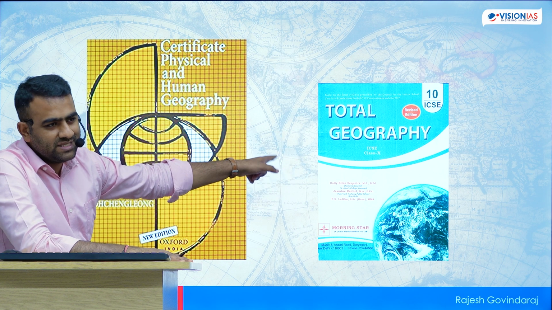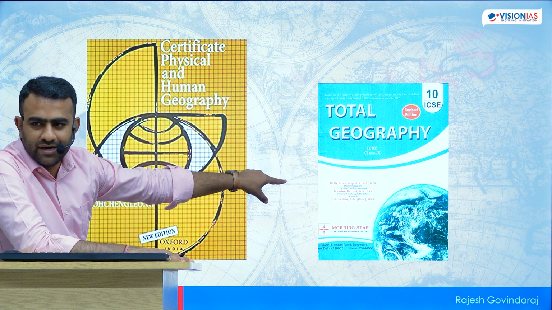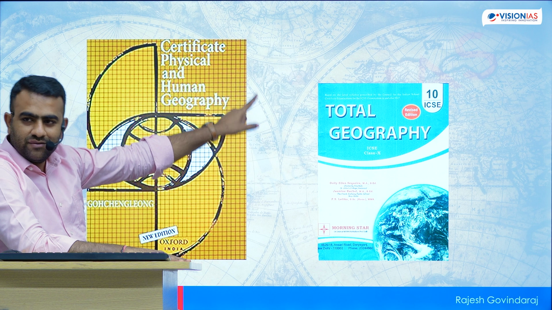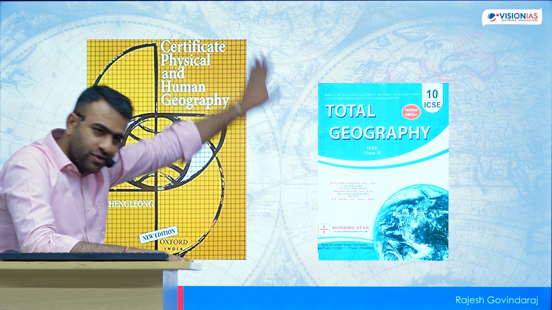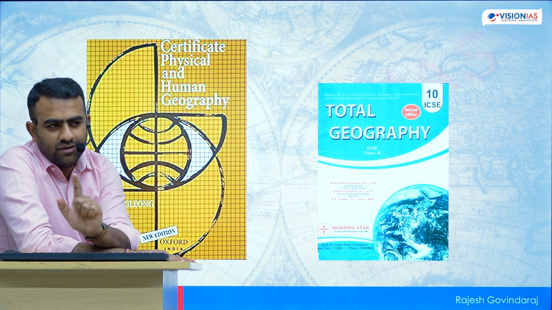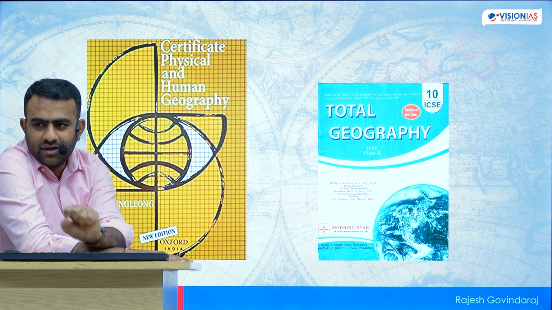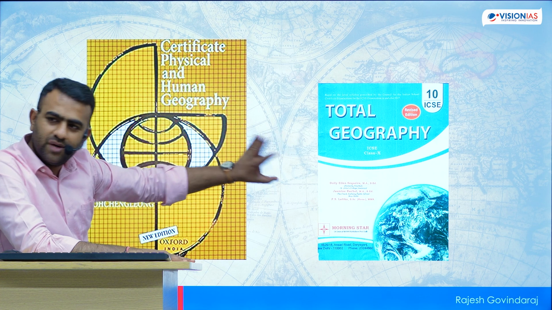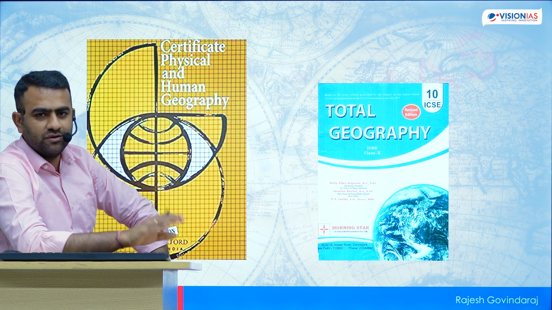This book is ICSE syllabus, 10th standard ICSE syllabus. The name of the book is Total Geography. This covers the entire Indian geography. In this you don't have to read the entire thing, just refer at least the topics related to agriculture, resources, manufacturing and transportation. The cover of the book may have changed, but the name is the same. ICSE Total Geography 10th standard.